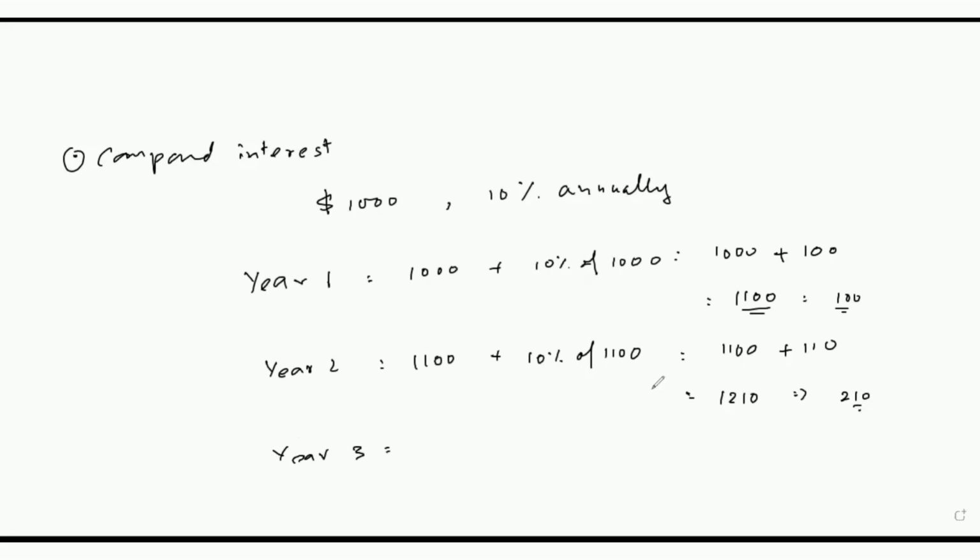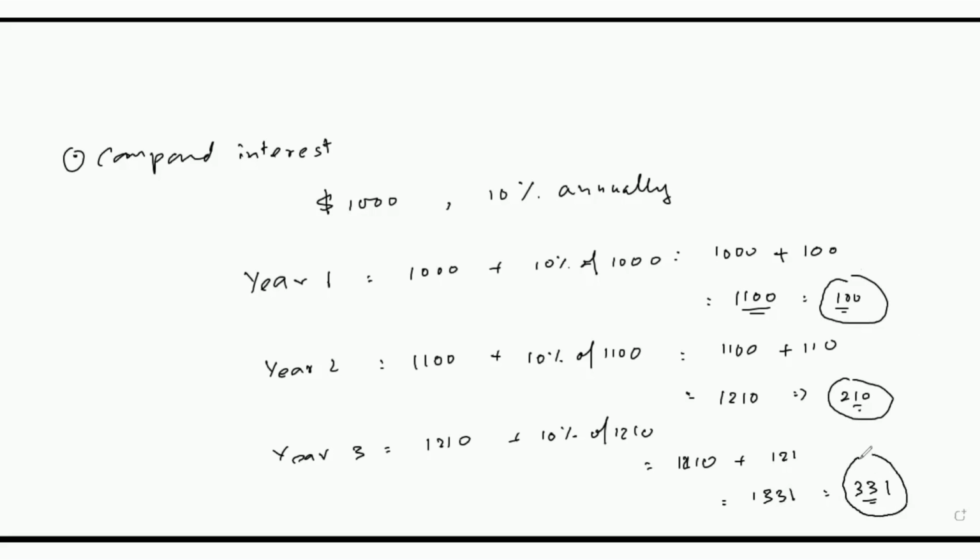Year three, we again do the same thing. It's now going to be interest earned on this net gain. So this is 1,210 plus 121, and then this is 1,331, and the net interest you earn for the third year is $121, which is again bigger than the interest you earned in your second year. And so this is how every year the interest you earn goes up. And this is something called compound interest.